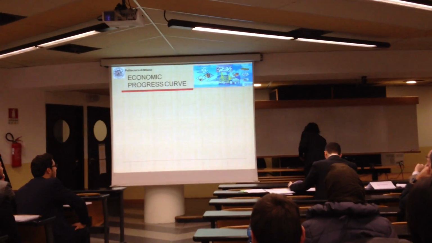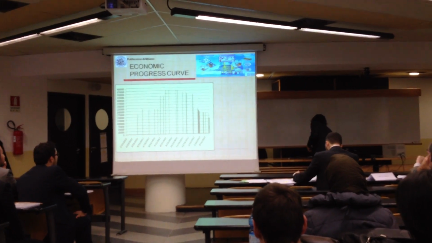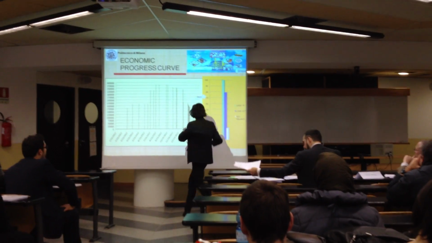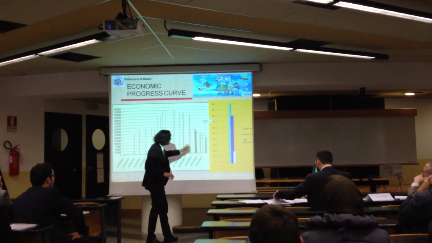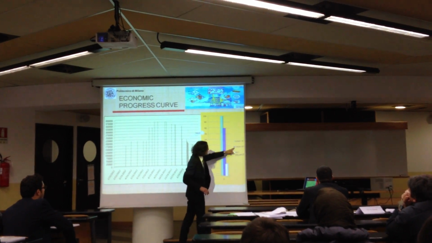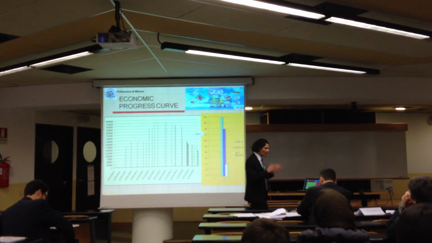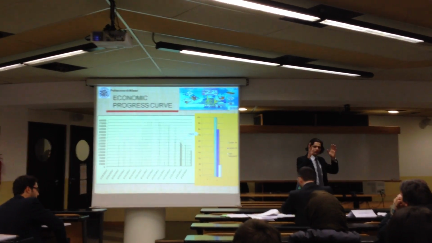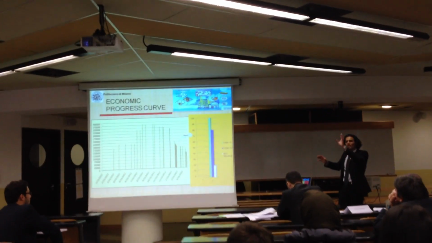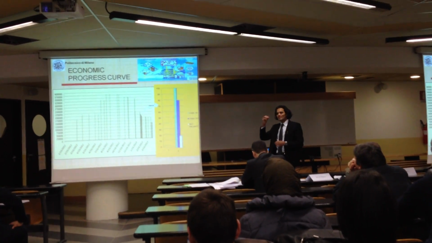So here is the economic progress curve, which is not very clear, but here's a glance. Every bar is divided into 3 parts: cash in, cash out, and the net balance, which helps the project manager have the right picture of the future. He can also show top management, hey, here is the picture, and we are going in this direction up to a certain point.